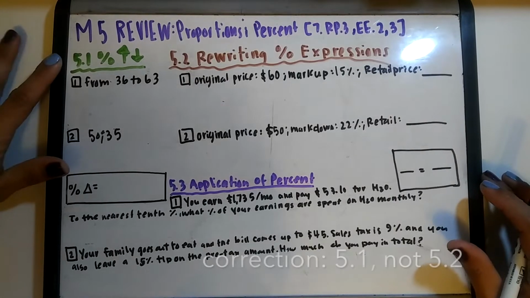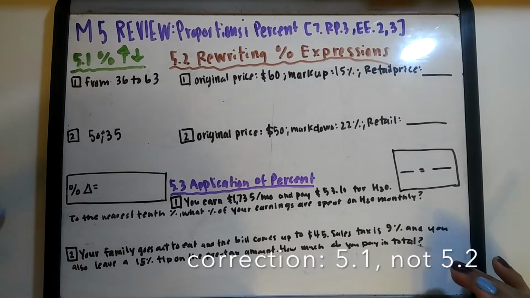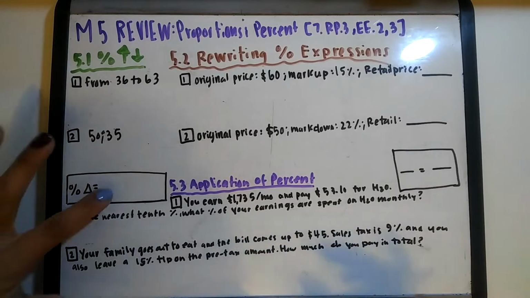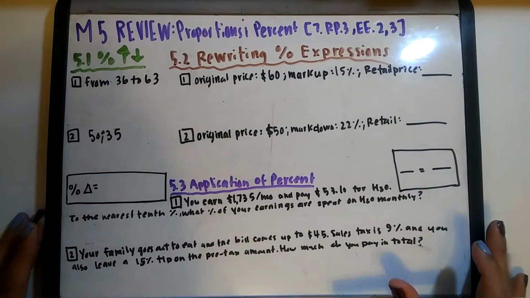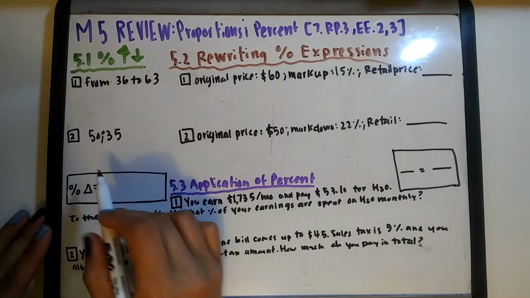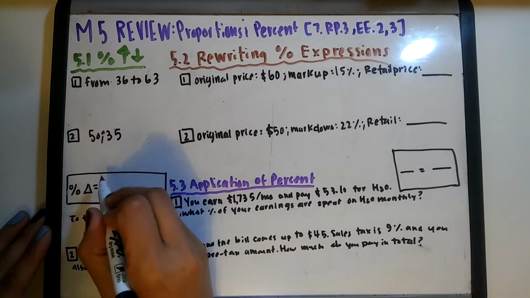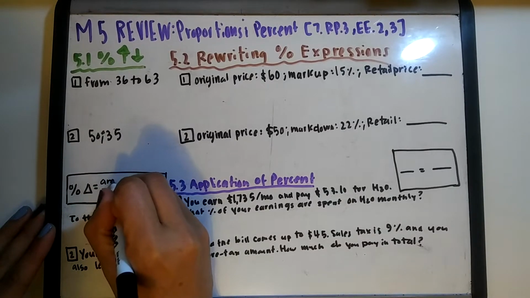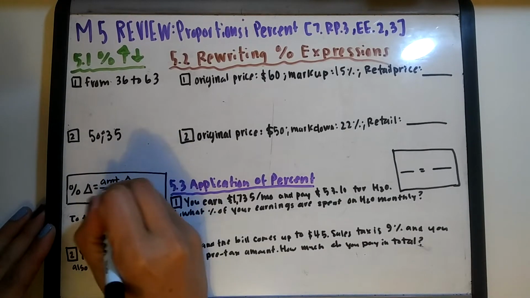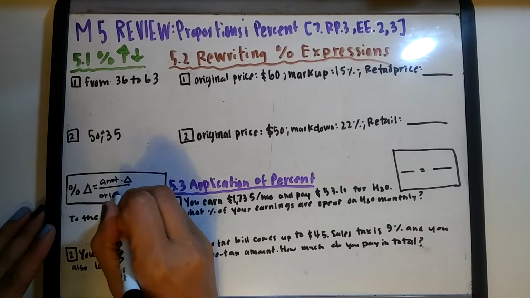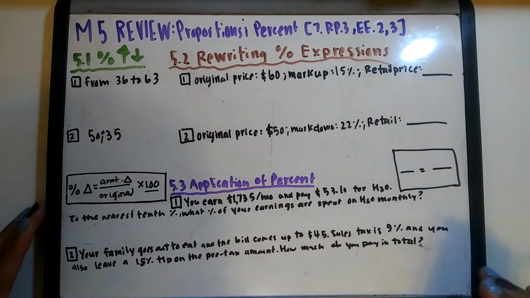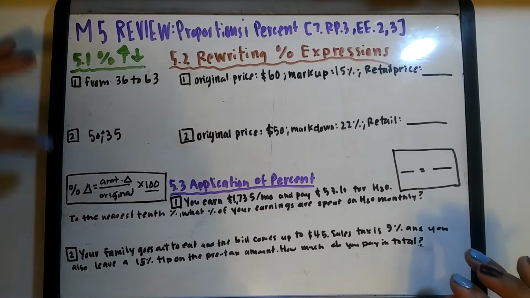So the first one is 5.2. So we're going to look at percent increase or decrease. So before we get to that, let's go over the formula that we're using. To find percent of change, I'm going to do the difference, so basically the amount of change over the original, times 100 to get it into percent. We times it by 100 because that's going to give us a percentage. So make sure that you know that.